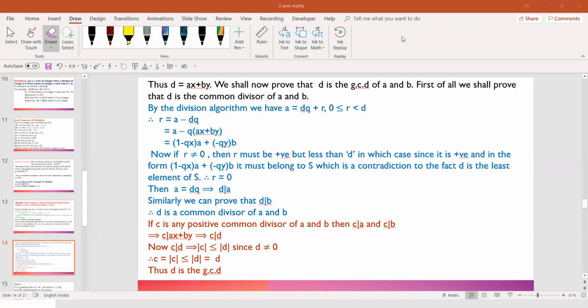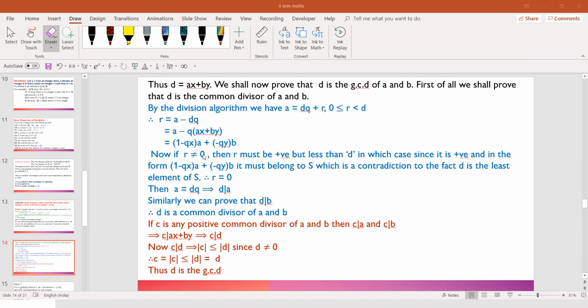So see here, I write R equal to A minus DQ. For D, I substitute AX plus BY. Then I get two terms: minus QAX minus QBY. Minus QAX, and A contains a common factor. I'll take it outside. So this is written like this.